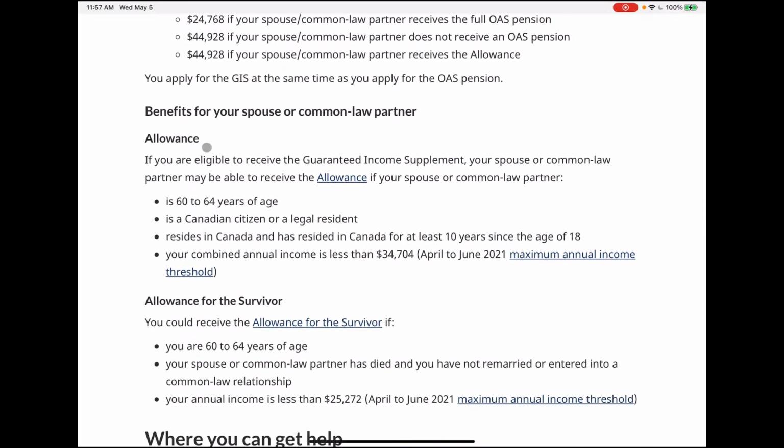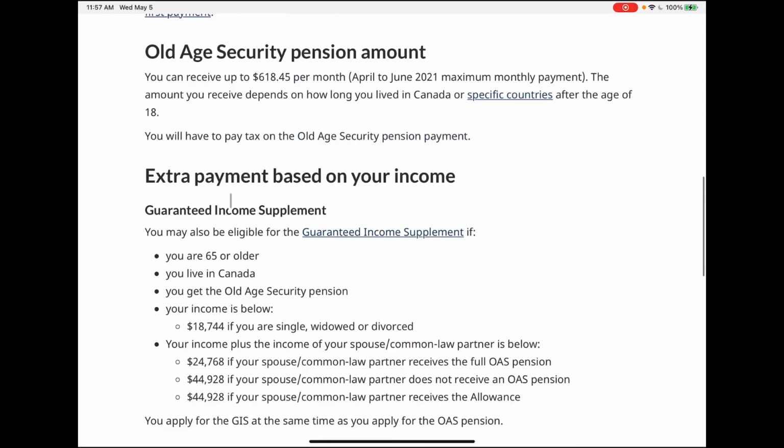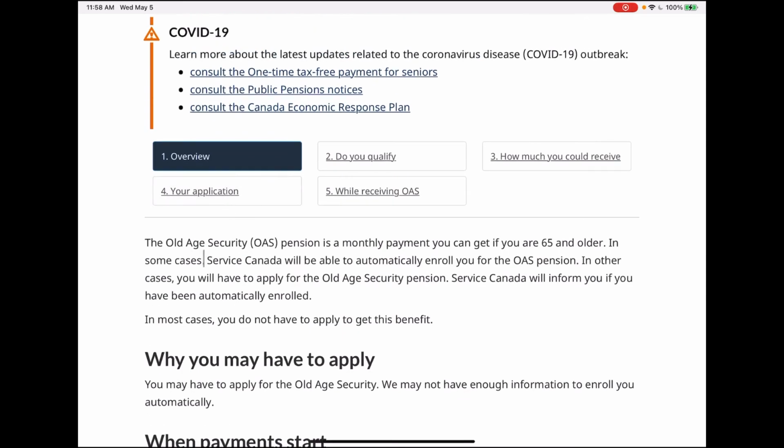This one here, the allowance, I've done a video on that in the past. If you're 65 or older collecting Old Age Security and the GIS, if you have a spouse or a partner that is between the ages of 60 and 64 years of age, then they are eligible to receive the allowance, which is a great benefit if you're in that situation. Okay, so let's go back and look at how much could you receive?